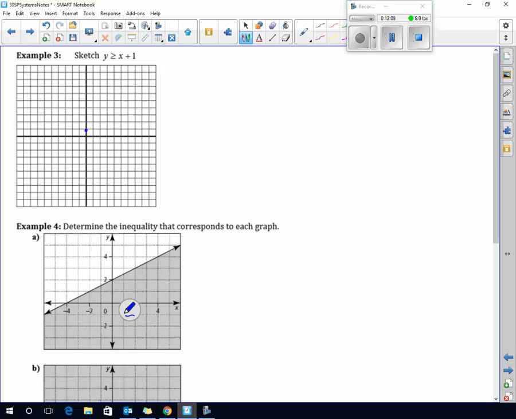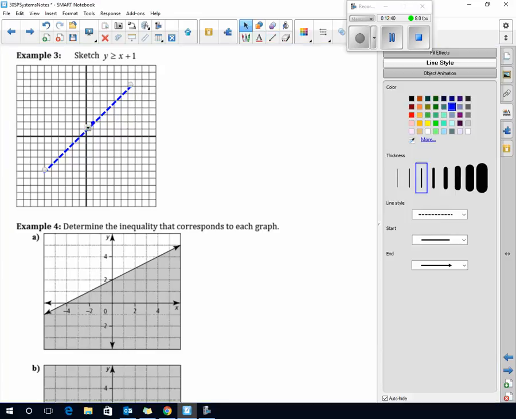Okay. Oh, shoot, that's not solid. That's okay. The magic of technology, I can now select it and make it a solid line. At least theoretically, I should have. Let's try this again. Otherwise, I might have to erase it. There we go. Okay. So now we're going to do a test point.